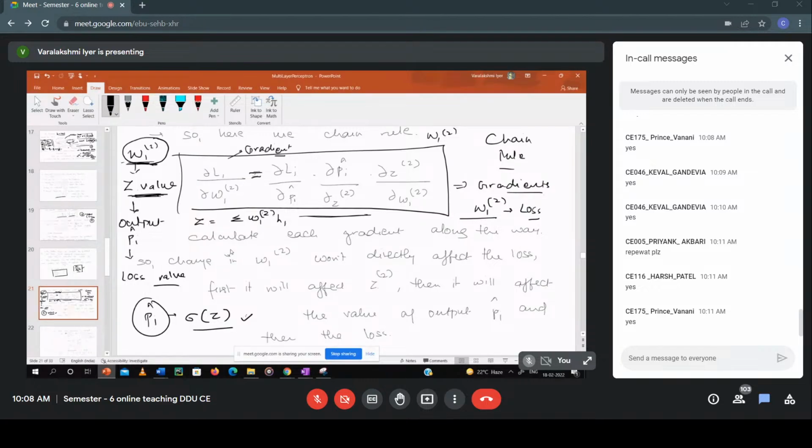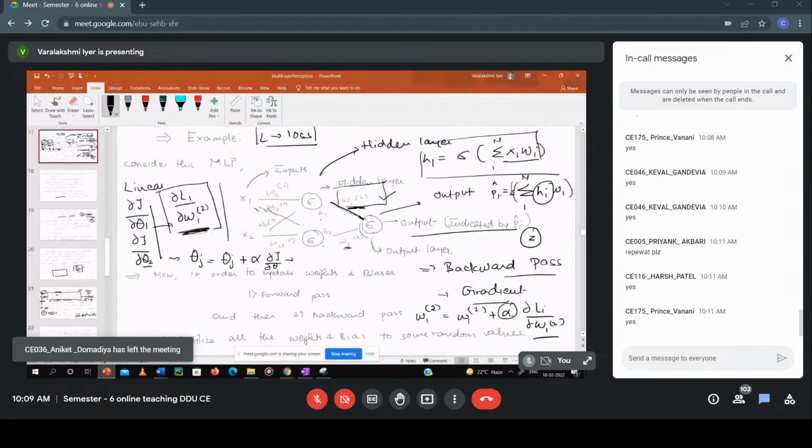Oh, sorry, I just missed one point. The Z value will actually be the summation of W12 into H1 plus W22 into H2. I suppose that is clear, right? Is it clear to you? Z is the output that we are generating, which will be the sum of the weighted sum of H1 and the weighted sum of H2. That is the Z value that we will have.